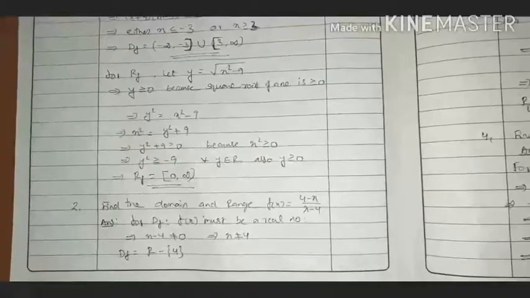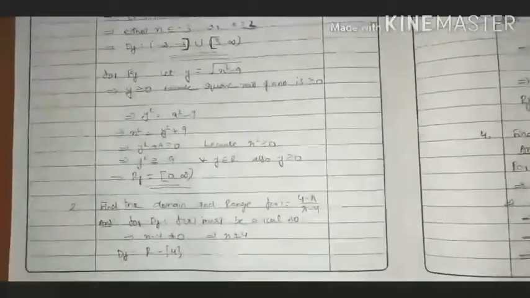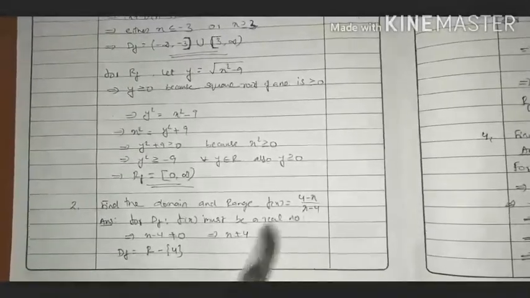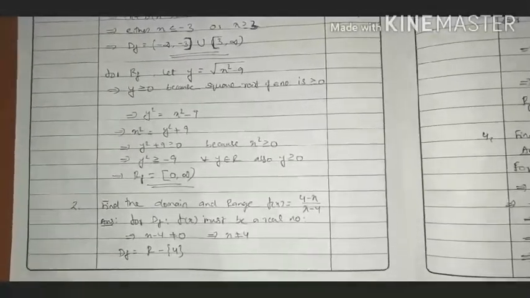And the next question is, find the domain and range of f of x, where f of x is given as 4 minus x divided by x minus 4.